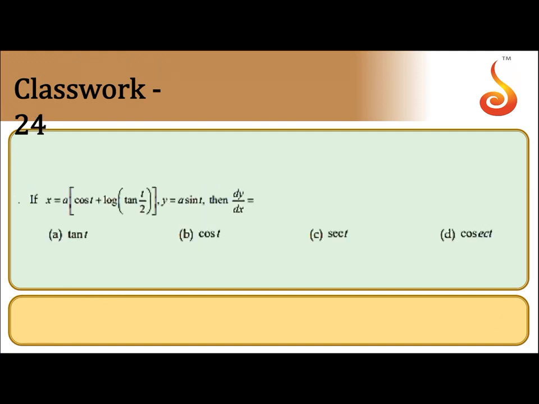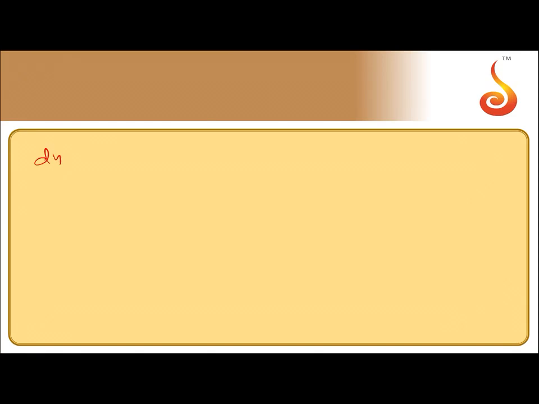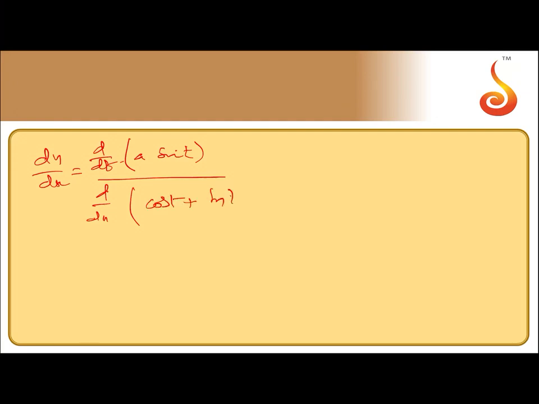Coming to the next one, 24. x is equal to cos t plus logarithm of tan t by 2, y is equal to a sin t. So dy by dx is equal to the derivative, d by dt of a sin t, divided by the derivative of cos t plus log tan t by 2.